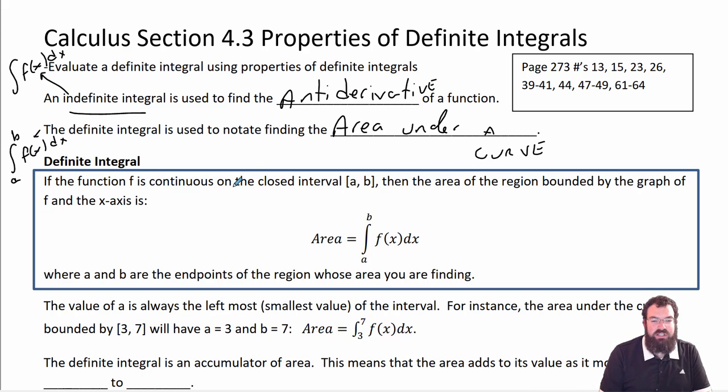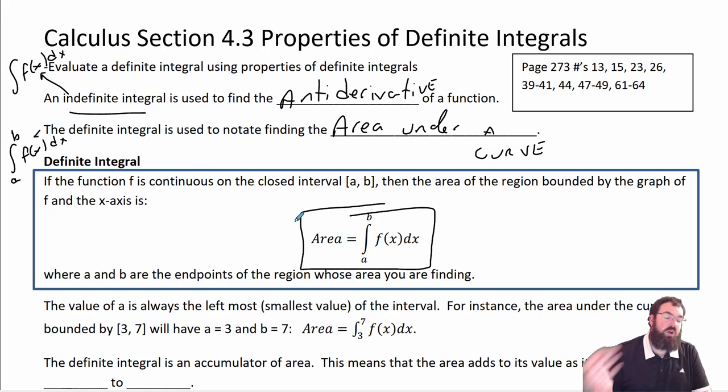If the function f is continuous on the closed interval a to b, then the area of the region bounded by the graph is this here. That's very similar to what we talked about a couple videos ago, where we had the limit as n goes to infinity of the summation from i to n of f of xi times delta x. It's basically what this is. This is f of xi times delta x. That's basically the same formula. It just looks different, but it's the same exact thing.